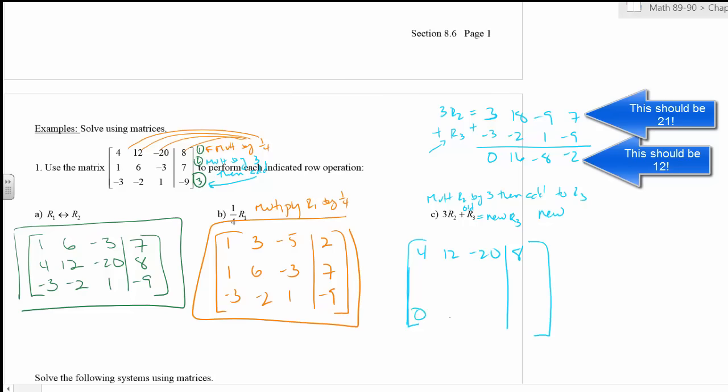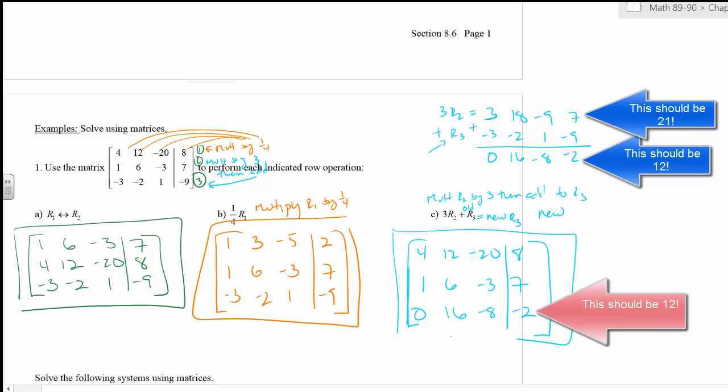So our new row 3 is 0, 16, negative 8, negative 2, and row 2 stays the same. You didn't change it, you just used it as a multiplier to add to the third row. You only change one row at a time. So 1, 6, negative 3, 7. And so that's what that row operation looks like. So you just multiply and then add.